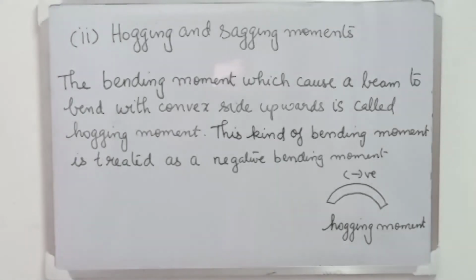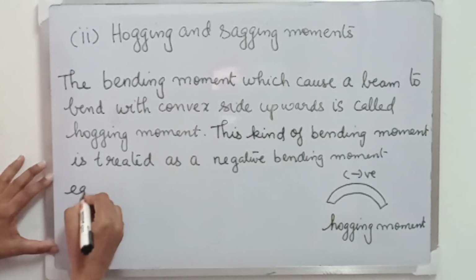So first let's see what is hogging moment. Here is the definition. The bending moment which causes a beam to bend with convex side upwards is called hogging moment. And this kind of bending moment is treated as a negative bending moment. The conventional representation of hogging moment is shown in the figure here.